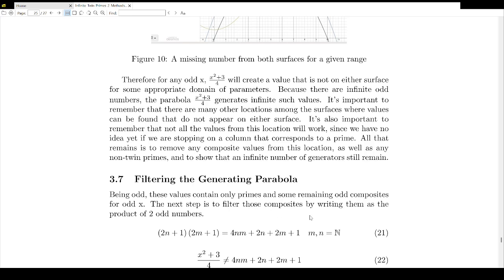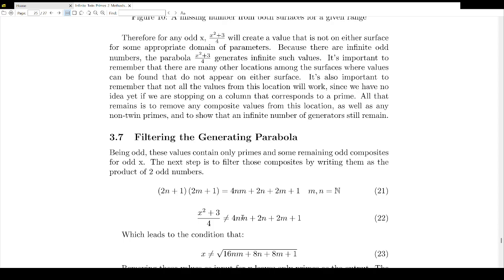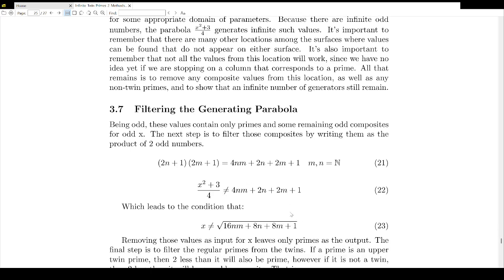The next step is to filter those composites by writing them as the product of two odd numbers. So this is where, and again, I had this first proof years before my second one, a good four or five, I'd have to think about it exactly, but a couple years before my second one. And this was part of the thing that led to this last result, where I just kind of say, oh, the exercise is left for the reader, and I kind of gloss over it. And it wasn't robust enough. It wasn't rigorous enough.